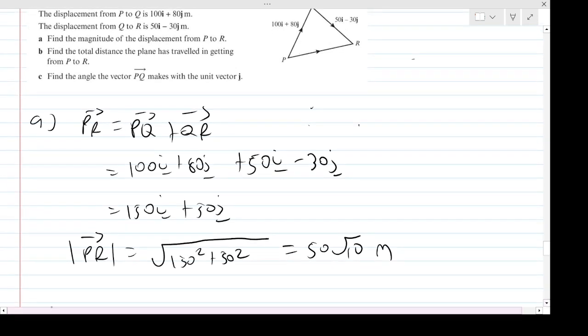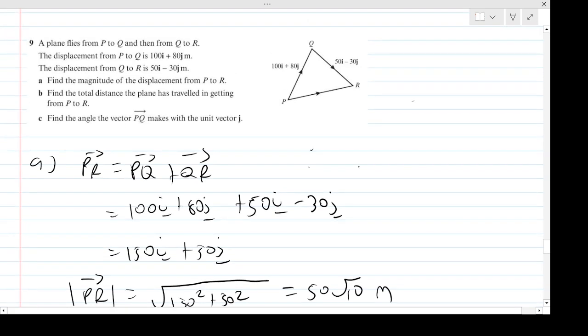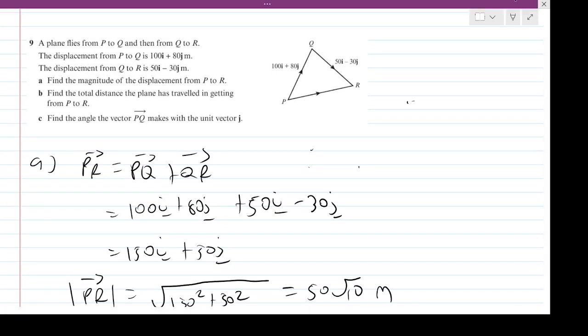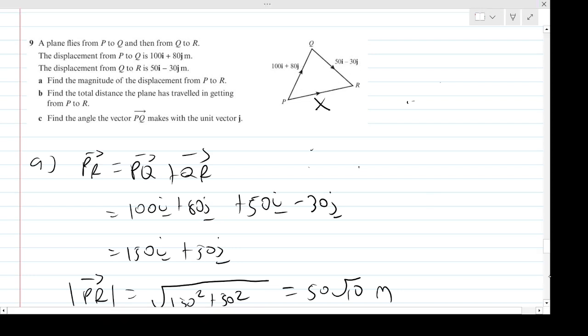Then part B says to find the total distance the plane has travelled in getting from P to R. Again, the plane actually did not travel from P to R directly. It did not travel along that route, but went from P to Q and then from Q to R. So the plane actually travels along these two routes here, and we need to find the length of these two routes.